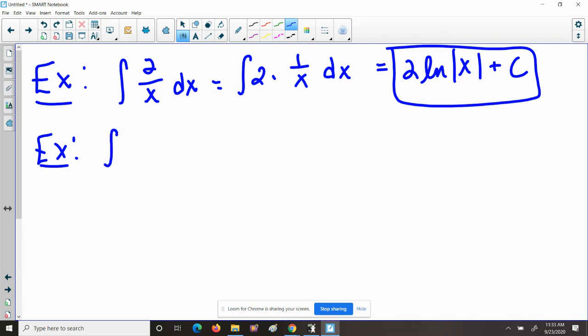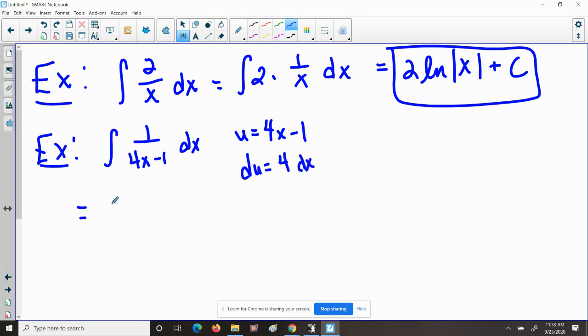Okay, so let's try another one. Let's start to use our u substitution. Let's say we have 1 over 4x minus 1 dx. Okay, it's not just a plain x by itself, so we know we have to use our u substitution. Let's take a look. If u is 4x minus 1, then du, the derivative of that, would be 4 dx. So let's take a look at what we have in terms of u. 1 over 4x minus 1 is 1 over u, right? Now, du is 4 dx. We just have 1 dx, right? We only have 1 dx, so we have a fourth of the du.